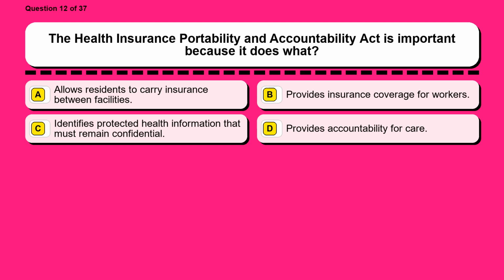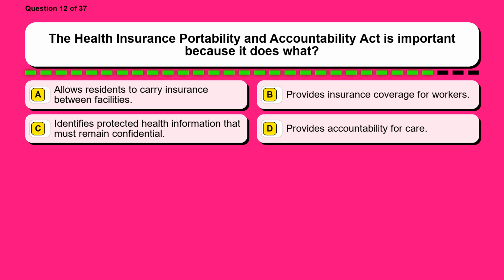Question 12. The Health Insurance Portability and Accountability Act is important because it does what? Option A. Allows residents to carry insurance between facilities. Option B. Provides insurance coverage for workers. Option C. Identifies protected health information that must remain confidential. Option D. Provides accountability for care.